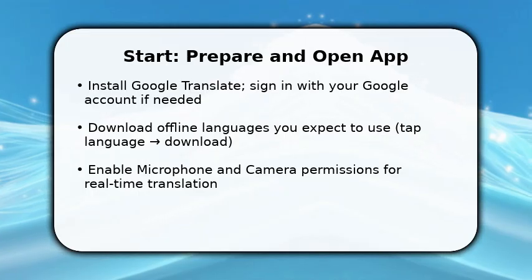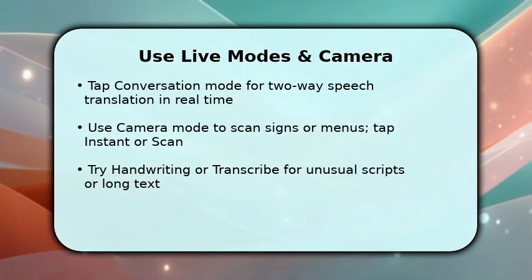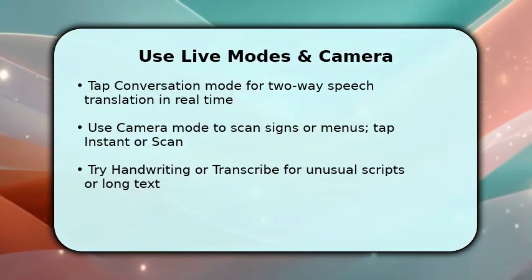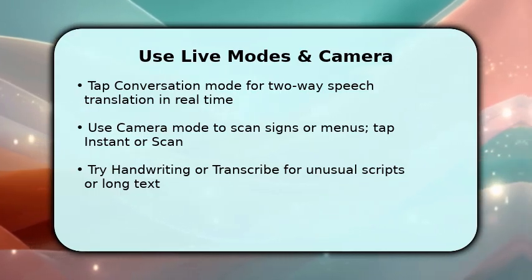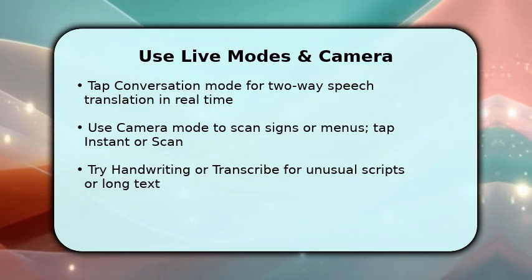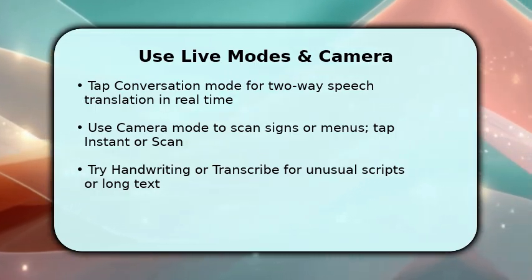Now move to live modes that let you communicate fast and confidently while traveling. You'll use conversation to speak naturally. Choose your languages, press the mic for your side, and let the app auto-detect pauses. If the other person speaks, the app captures and translates both voices in sequence. This avoids talking over each other.